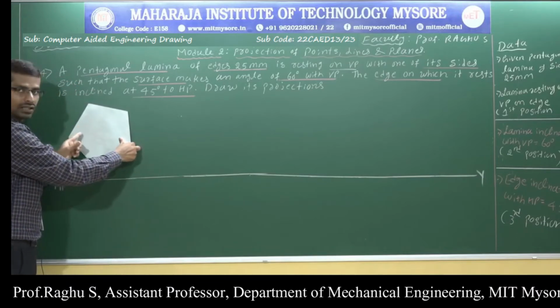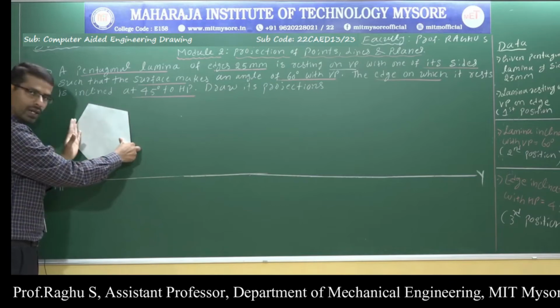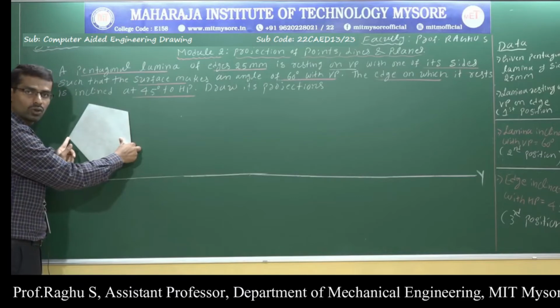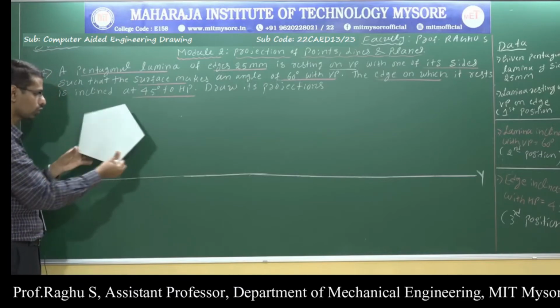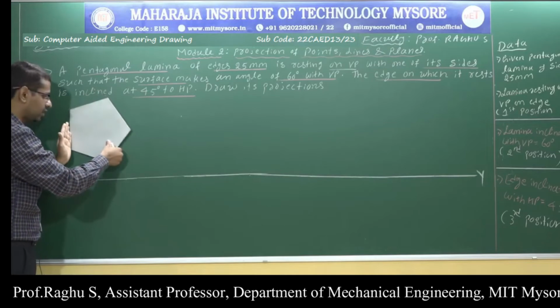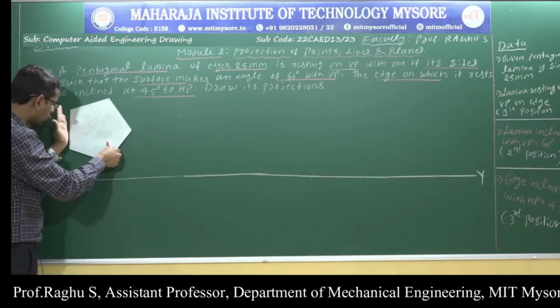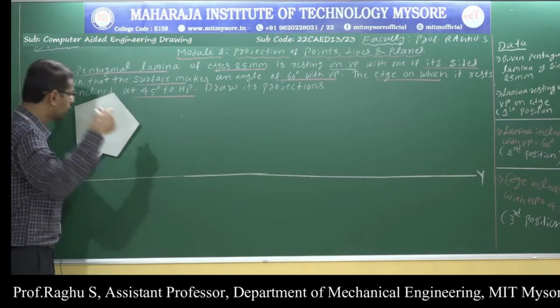Next, you should not place the lamina like this. Suppose you place the lamina like this, resting on VP, so one condition is satisfied, but the lamina is resting on VP with one of its corners. So this is wrong. Therefore, you should place the lamina like this, such that the resting side should come towards your left side. This is the resting side. Now, draw the front view.